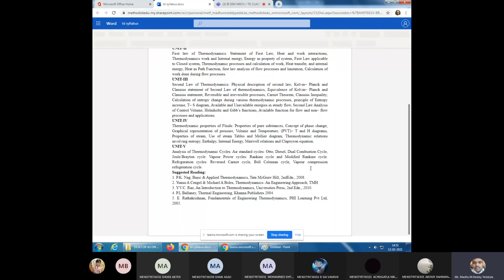Now see the 5th unit. So far we have discussed all gas power cycles, thermodynamic cycles we can say.